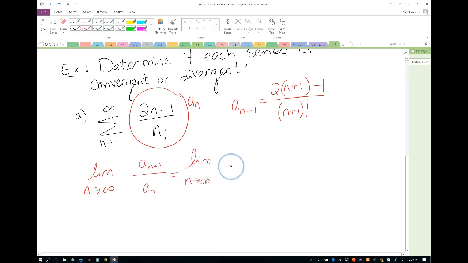So this is going to start off as a really messy fraction because we're going to have a fraction divided by another fraction. And I'm going to go ahead and simplify this before I write it out here. A sub n plus 1 is 2n, and then we have plus 2 minus 1, which is really just plus 1, all over n plus 1 factorial. And then on the bottom we have our a sub n, which is 2n minus 1 over n factorial.